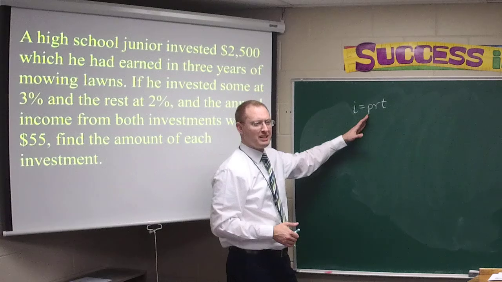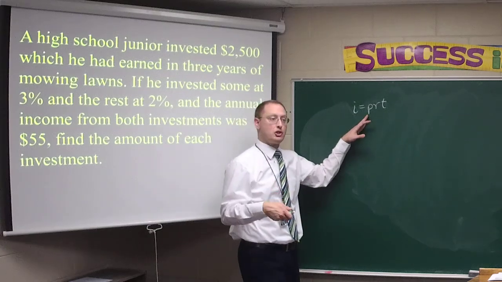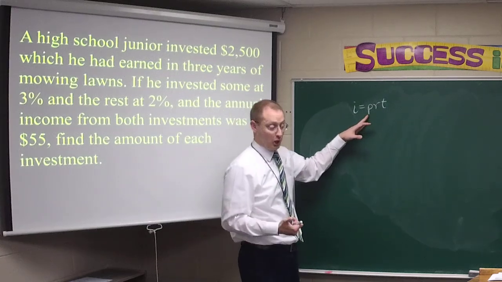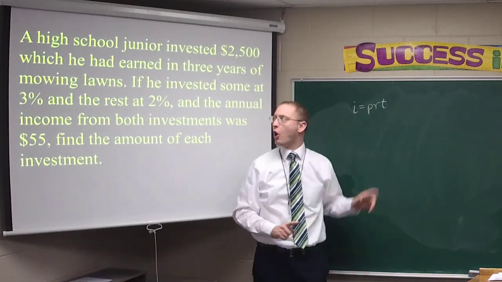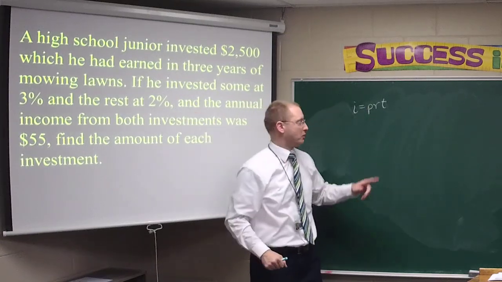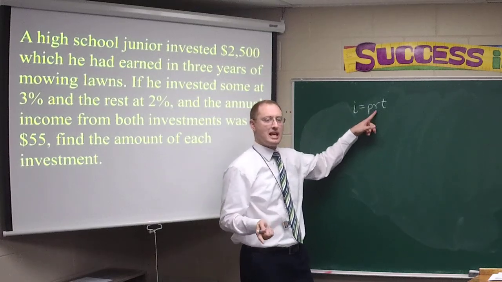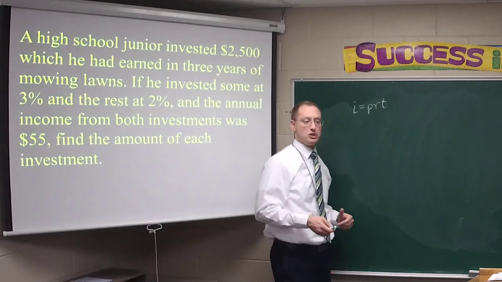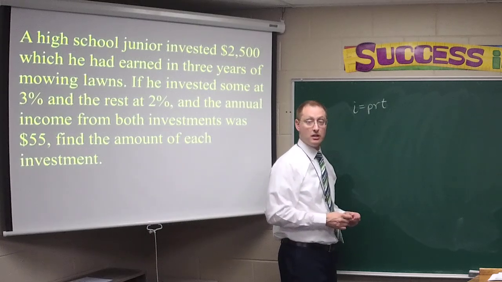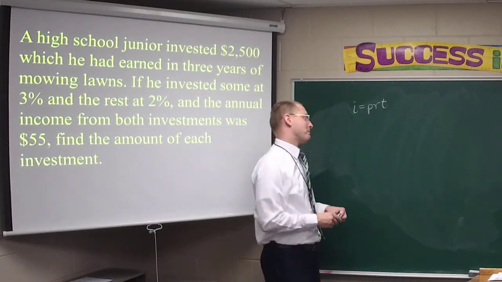P is the principal. It's the amount of money that you're investing or the amount of money you're borrowing, depending on your perspective. R stands for the rate, which is always a percent, which means it has to be written as a decimal, right? 2 decimal places. And then T stands for time, which is measured in years. Time is going to be measured in years.